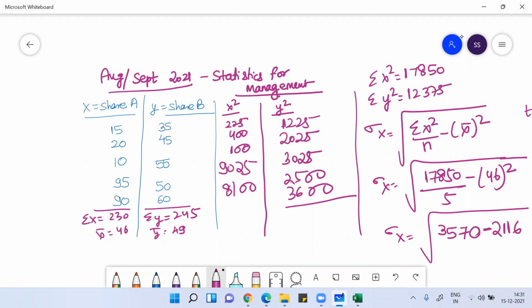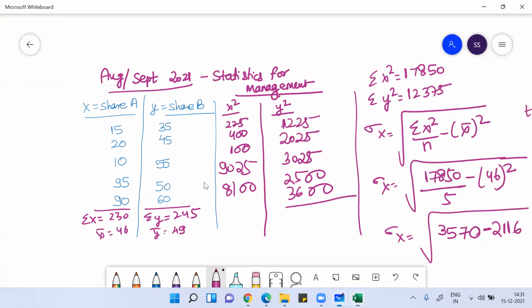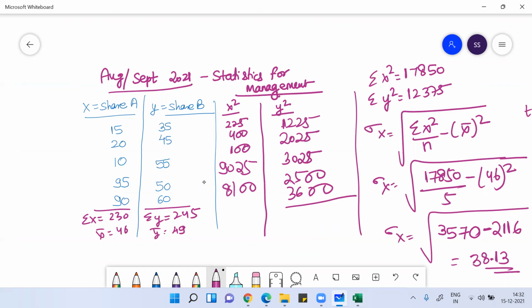So you just need to find the square root of 3570 minus 46 square. This is 38.13. Any doubt, anyone? 38.13, not 31.13. Yes, sir.